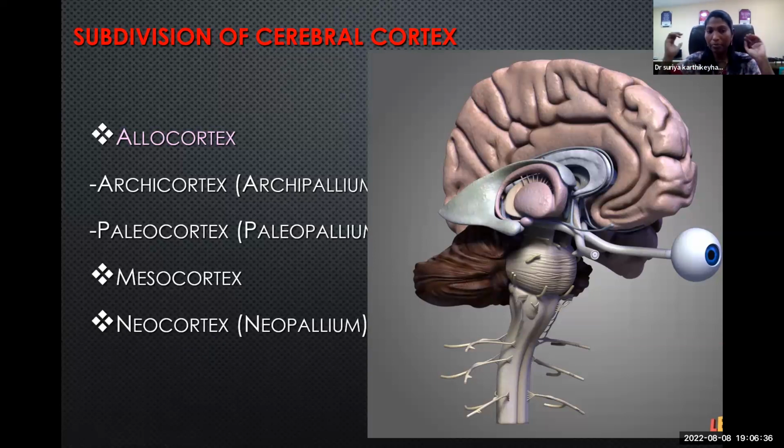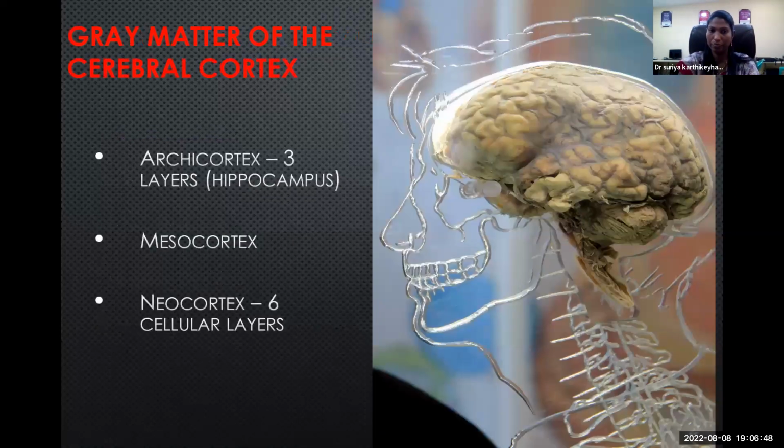The neopallium has 6 layers. Why do we need 6 layers? Why have these evolutionary changes taken place? The archicortex is nothing but the hippocampus. Not all of our brain tissues have all 6 layers. Only the cerebral cortex, that is the neopallium, has 6 layers. But the hippocampus, which is deep inside our brain, is the archicortex, and it has only 3 layers. And then we have certain parts grouped under the mesocortex, which have only 4 to 5 layers. It's about the gray matter.